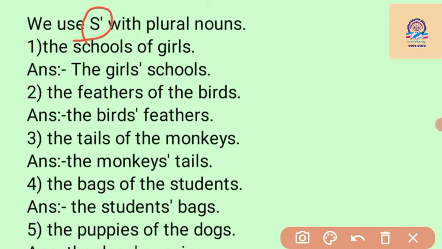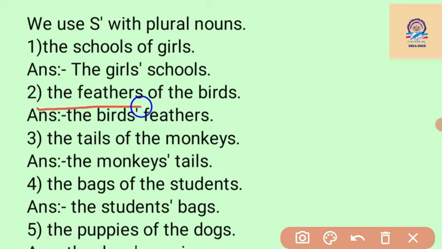So we do not need to write apostrophe s here, but simply we have to write the symbol of apostrophe. We see the example here: the schools of girls. Our answer is the girls' schools. Since s is already given, we require only the symbol of apostrophe. In short, the girls is a plural noun, so we have to apply only the apostrophe as a symbol.